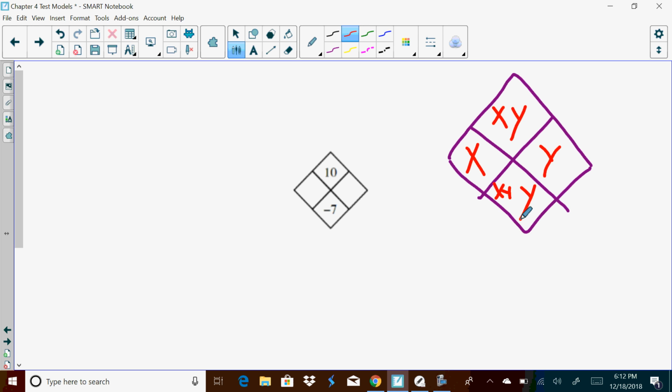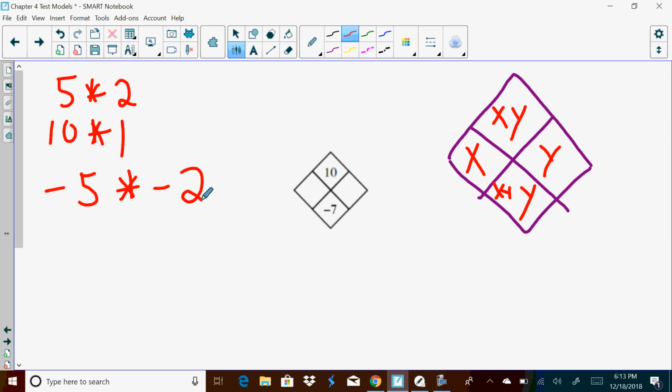So I'm going to start listing all the things that multiply together to get +10. So I can do 5 times 2. I can do 10 times 1. Well, 5 times 2 equals 10. And when I add it, I get +7, but I need to get -7. So then I'm going to say, okay, I can try -5 times -2. I know that's +10 and -7. So those are my answers, -5, -2.